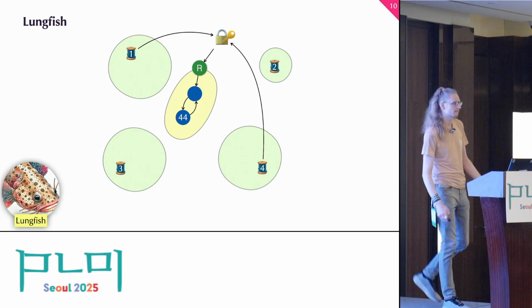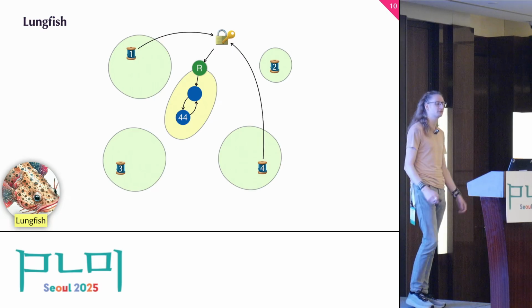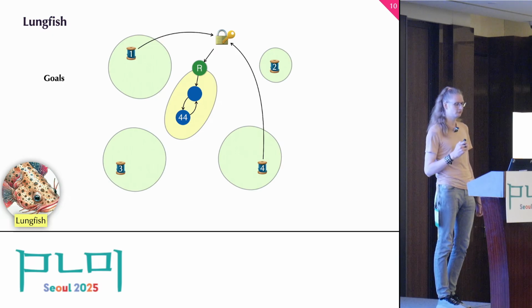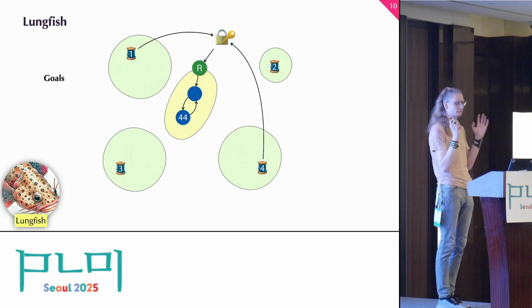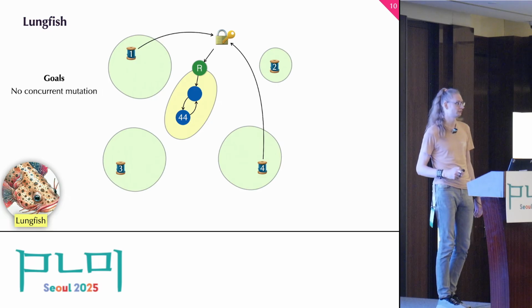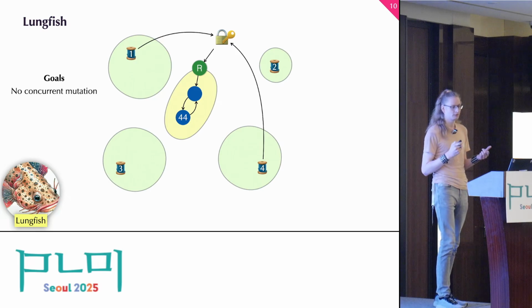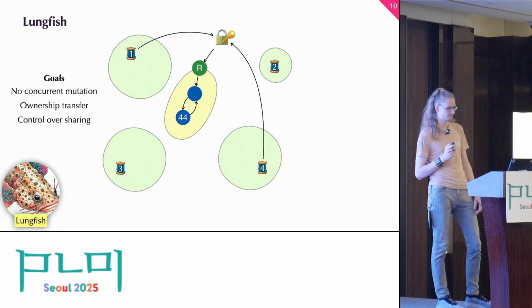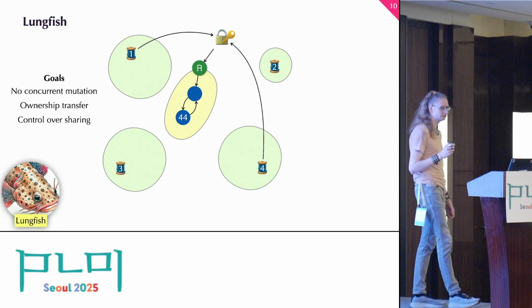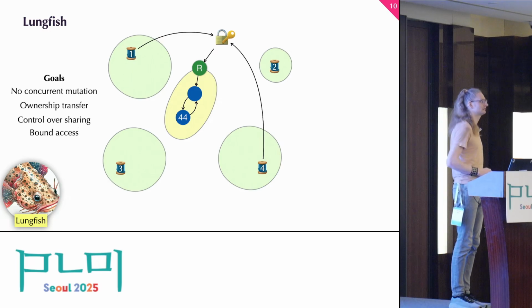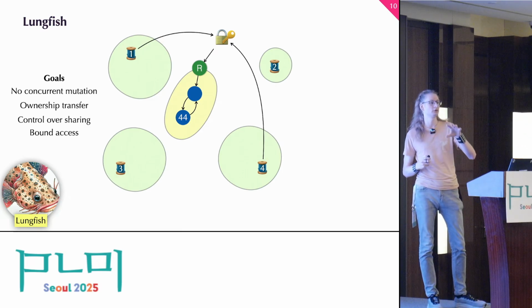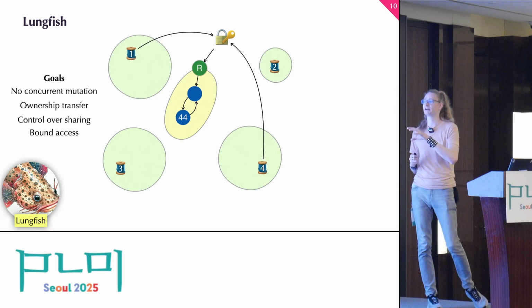So now that I've given you an intuition, I wanted to talk about some goals we had with Langfish. First, we wanted to have no concurrent mutation to prevent data races. We wanted to facilitate ownership transfer, and have control over sharing. Another advantage is that we can bound access. So for instance, if you give a region to an external library, you know that it can only access objects in this region.